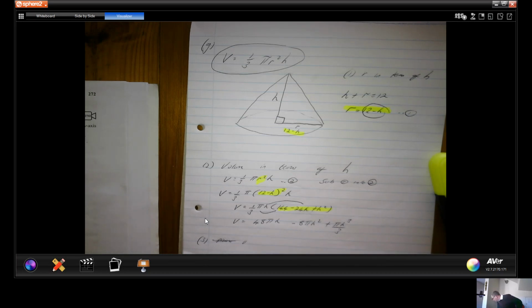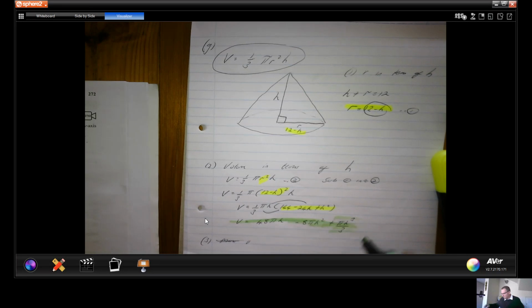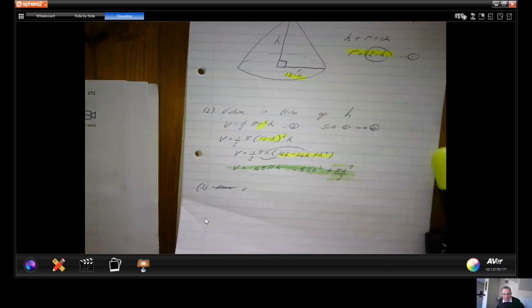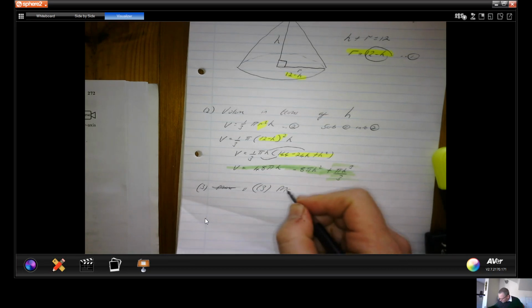Okay, so I get volume is equal to 48 pi, let me just check I've got this right, minus 8 pi h squared, good, plus pi h cubed over 3. Voila. So there is your volume: 48 pi minus 8 pi h squared plus pi h cubed over 3. Then the last one says, hence find the maximum volume of the cone.